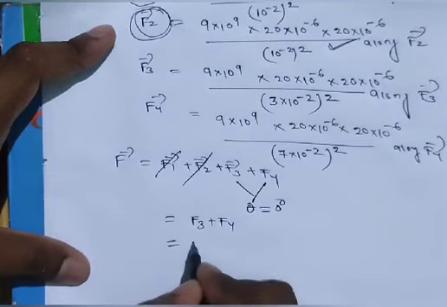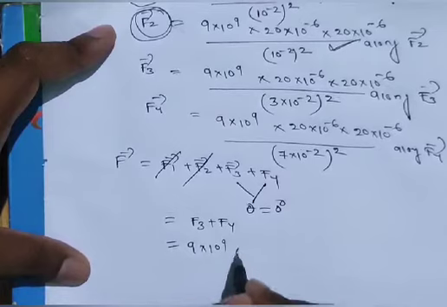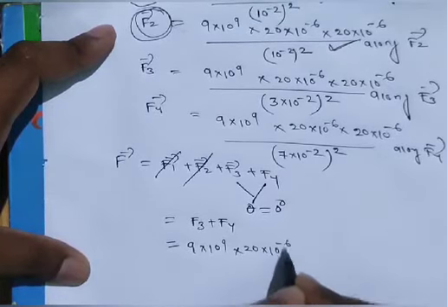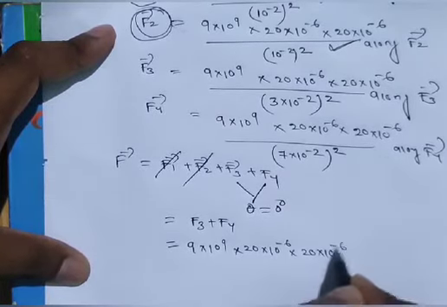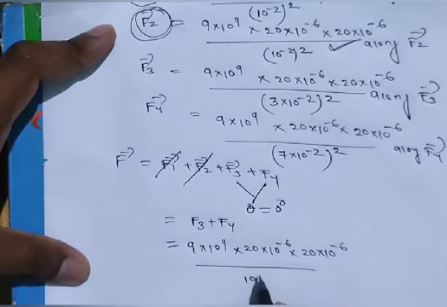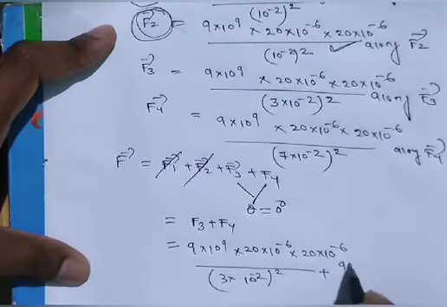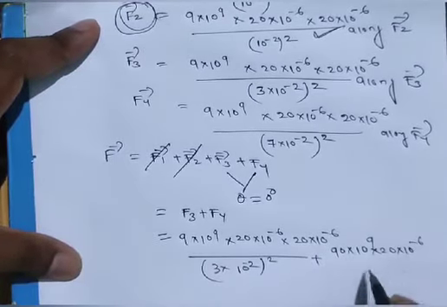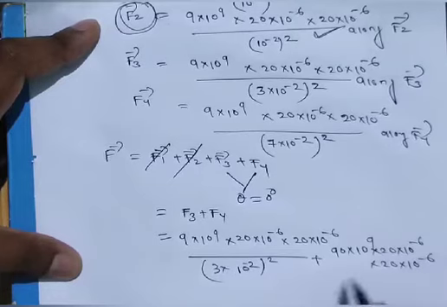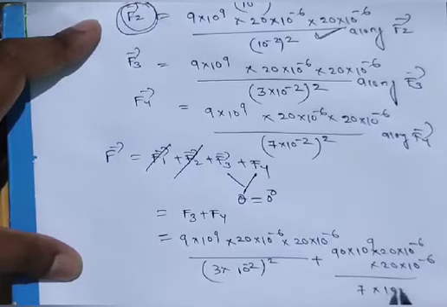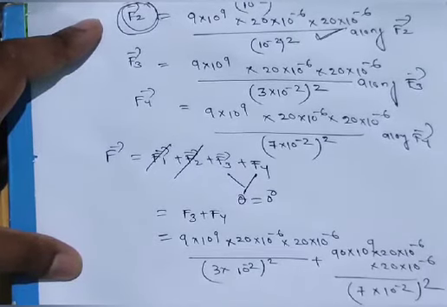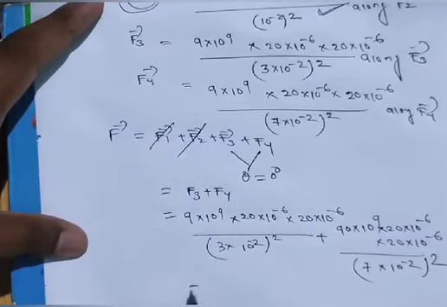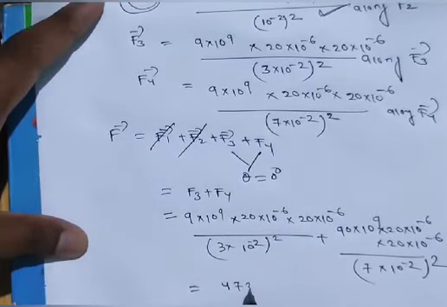So F3 is 9 into 10 to the power 9, 20 into 10 to the power minus 6 into 20 into 10 to the power minus 6 by (10 to the power 3 into 10 to the power minus 2) square, plus 9 into 10 to the power 9 into 20 into 10 to the power minus 6 into 20 into 10 to the power minus 6 divided by (7 into 10 to the power minus 2) square. If we add these two, it will be 4734 newtons.